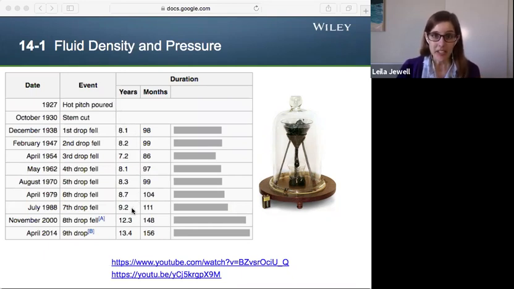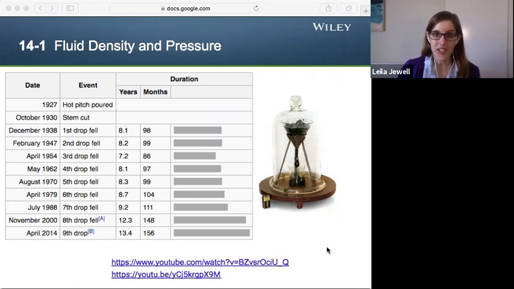Somewhere in the 90s, the building got air conditioning installed, and so it didn't get as hot in the summer. And then notice the length of time between drops increased greatly because the temperature stayed much more temperate, right? So 12 years, 13 years, where the last one was observed in 2014. So it might be until 2027 that we get another drop to fall.